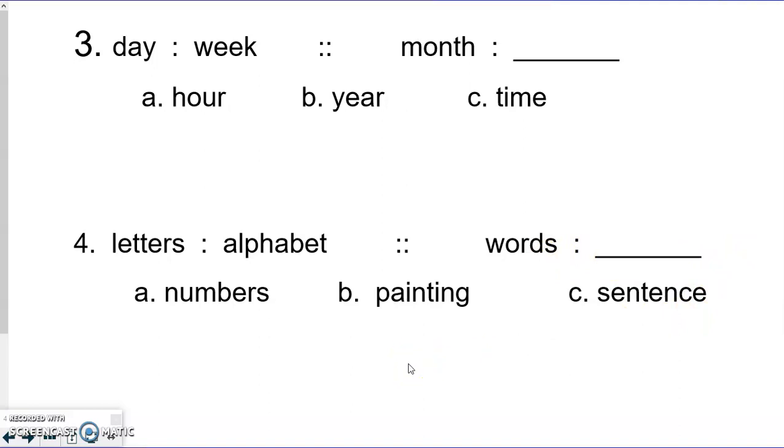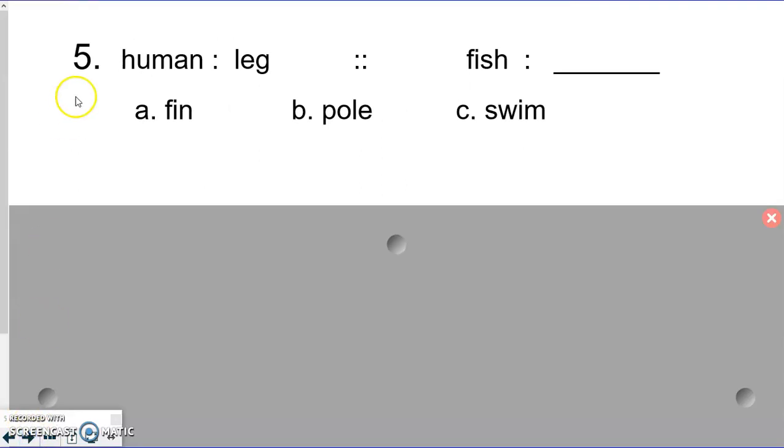Look at our answer choices. Show me with your fingers what you're thinking. Show me a 1 for A, or a 2 for B, or a 3 for C. I hope you're showing me a 3 for C, which is sentence, because that is the correct answer to complete the analogy. Letters are part of the whole alphabet, and words are part of the whole sentence. All right, let's do a couple more. Human is to leg. So let's decide if it's whole to parts or parts to whole.